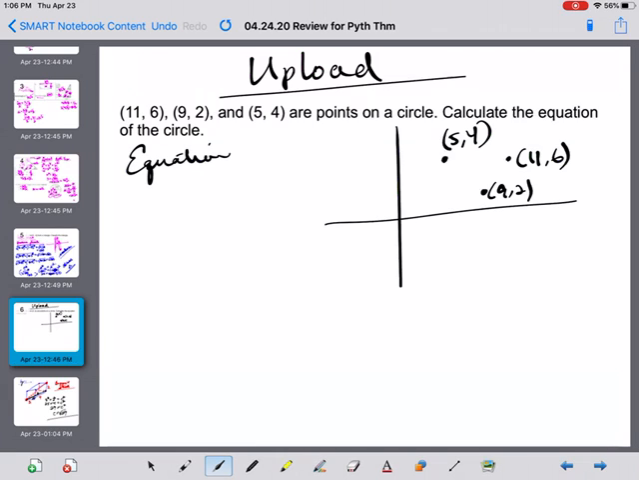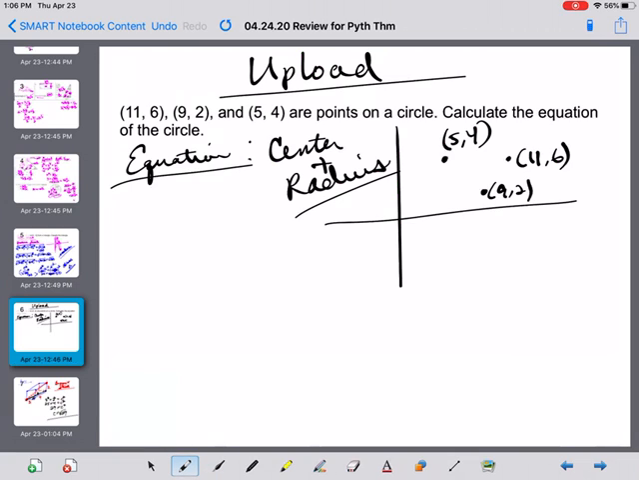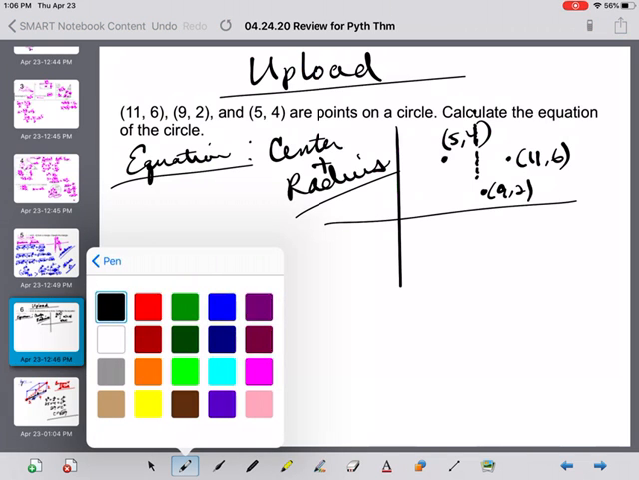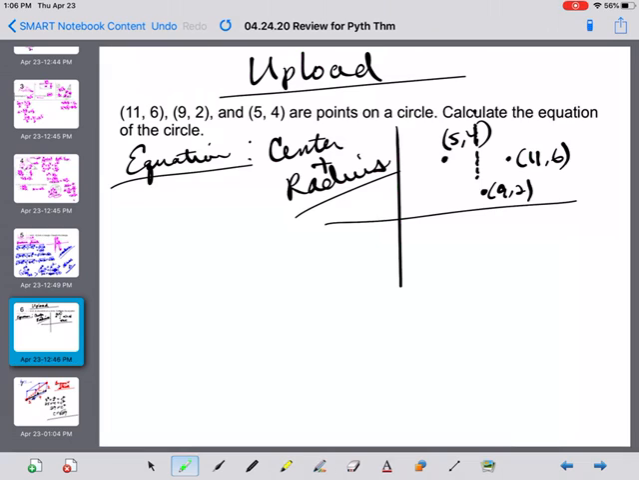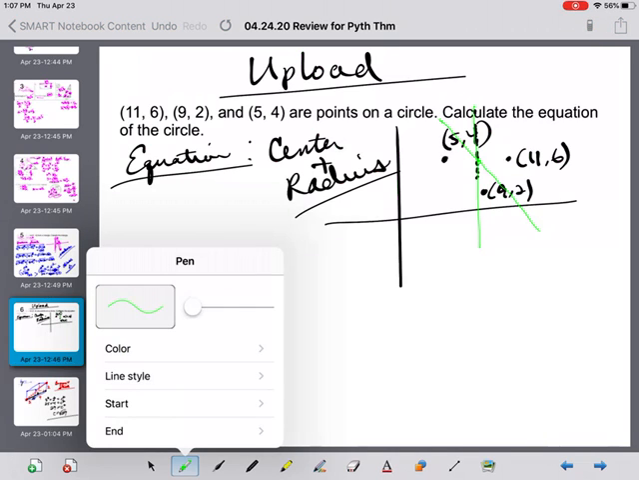So in order to get the equation, what is it that you need? You need the center and the radius. Okay? Now, let's think about how we found the center of a circle from points. Think about construction. What did we do? Oh, the intersection of the perpendicular bisectors. Oh, I wanted to change the color. Here. The intersection of the perpendicular bisectors will be the center of the circle.